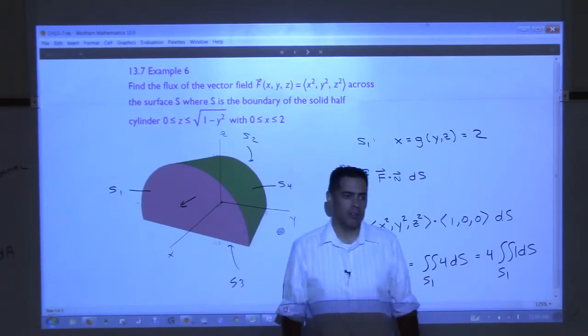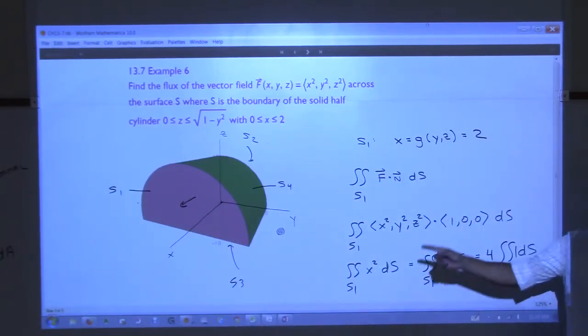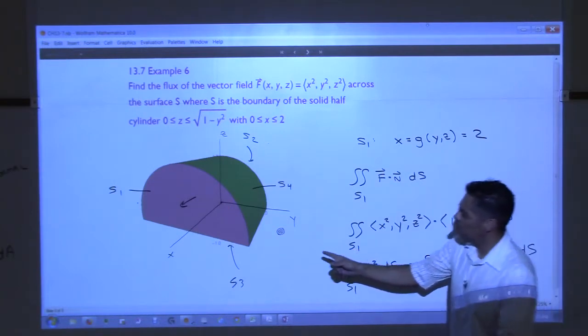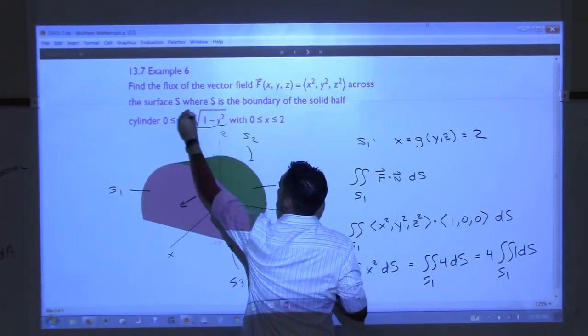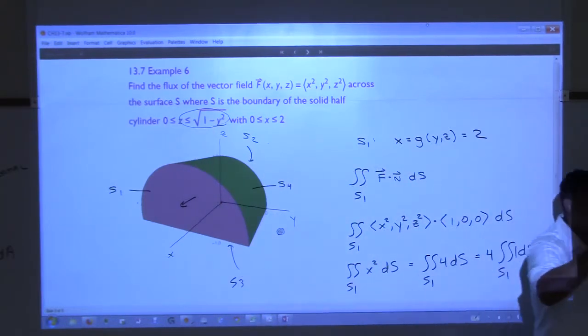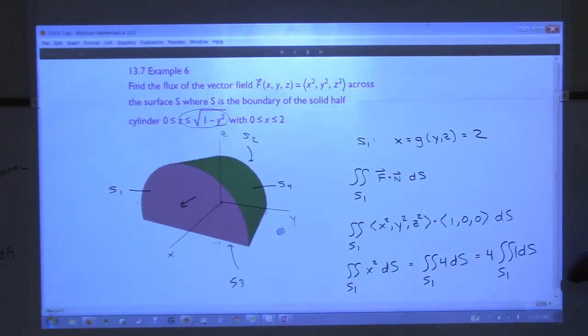Do you know the surface area of S1? It's half of the circle's area. And what's the area of that circle? Because the radius here, can you tell? The radius is 1. You get that from, I erased it, remember when I solved that little thing and I said you get y squared plus z squared is 1? That's where you'd get that circle radius of 1.